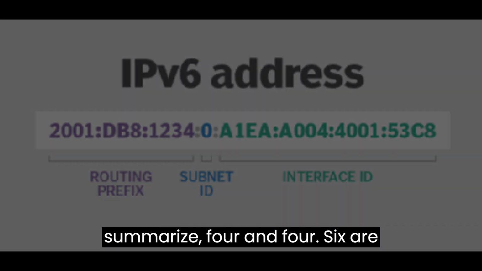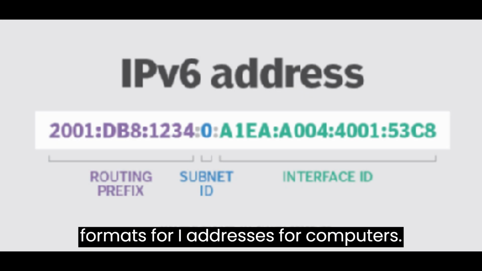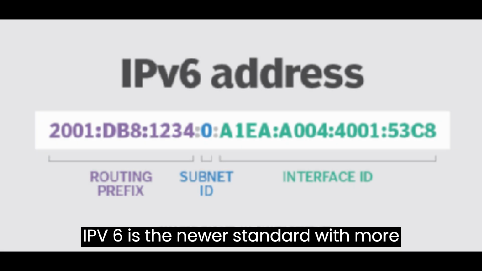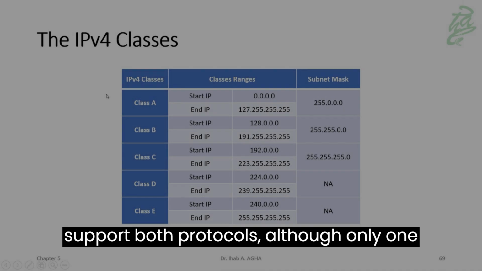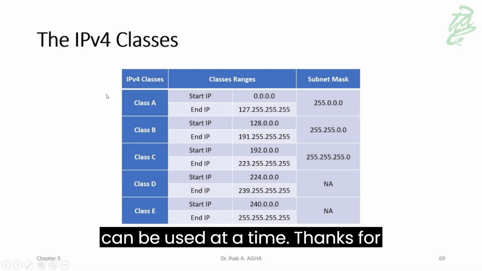So to summarize, IPv4 and IPv6 are formats for IP addresses for computers. IPv6 is the newer standard with more security built in. There are devices that support both protocols, although only one can be used at a time.